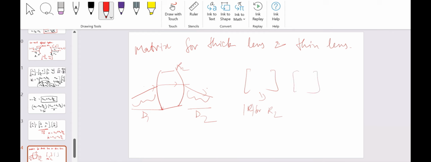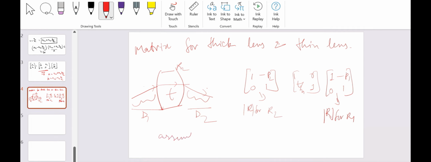then the translation here, which is basically t, so 1, 0, and 1, and t by n, whatever will be the refractive index of the lens, and this is the refraction matrix for R1. So that would be basically 1, minus P1, 0, 1, and 1, minus P2, 0, 1, and the multiplication of this. So the assumption for thin lens is t is equal to 0. Don't put t equal to 0 here. Even if you put that it will be fine, but the best practice is to multiply the matrix, then put t equal to 0.